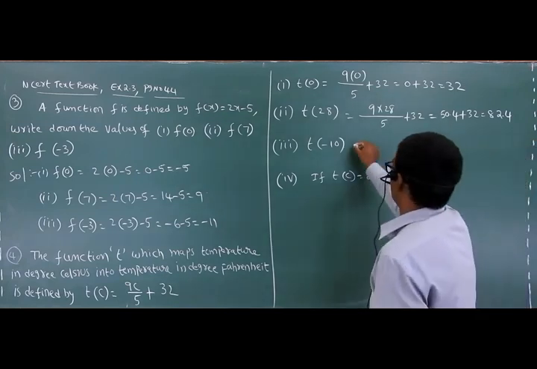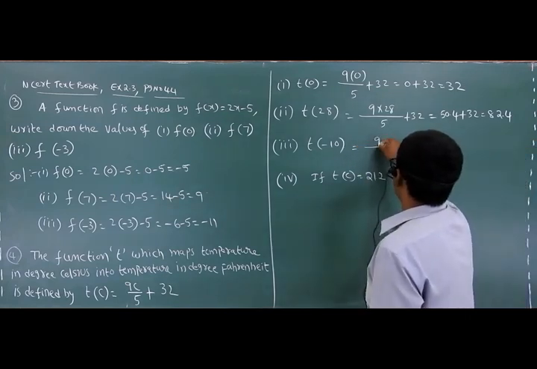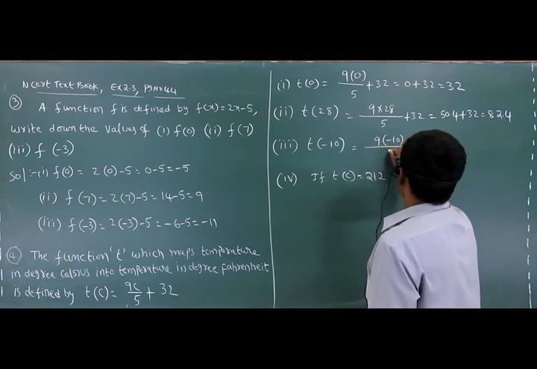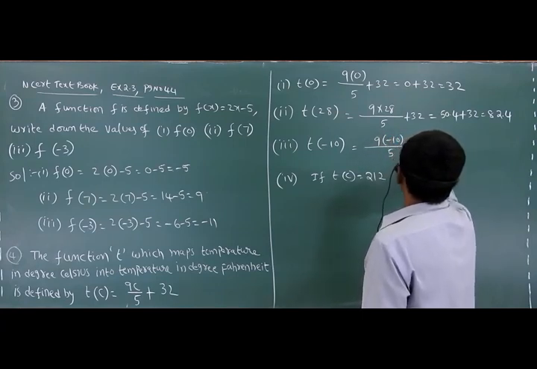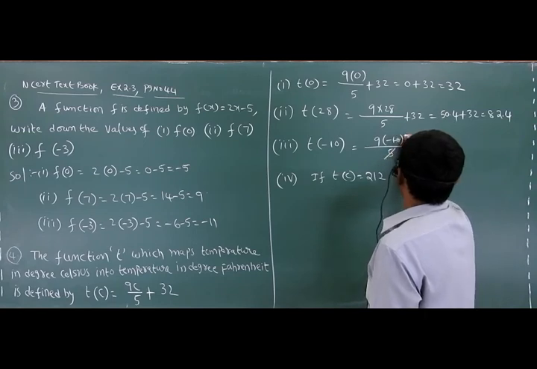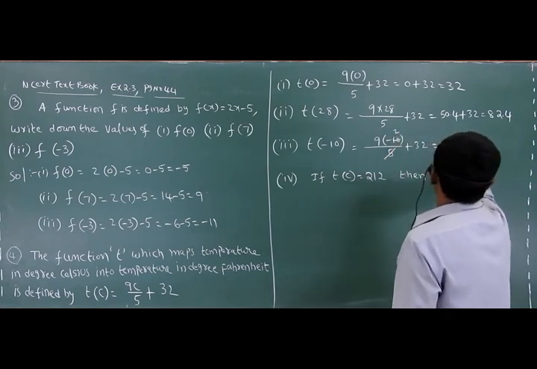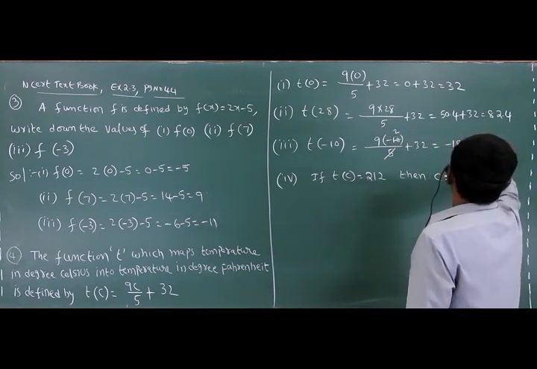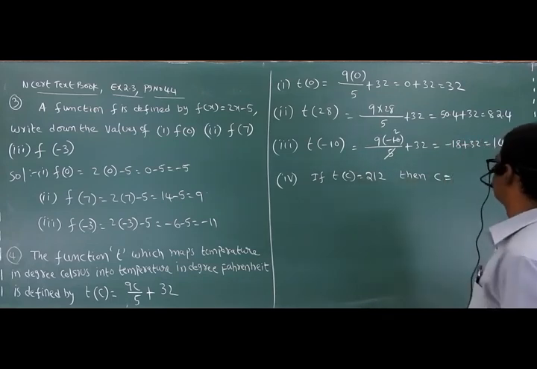Next, t of minus 10. 9 into minus 10 by 5 plus 32. 5 in 10, 2 times cancel. Minus 18 plus 32 equal to 14.